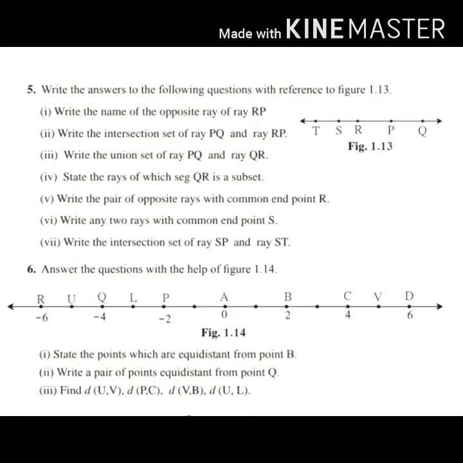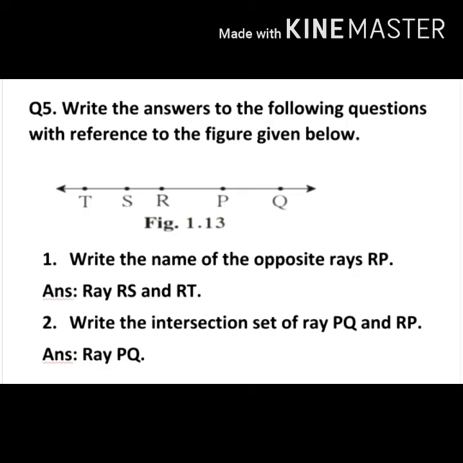Question number 5. Write the answer to the following questions with reference to the figure 1.13. The figure is drawn in your textbook. Question number 1. Write the name of the opposite ray of RP. In ray RP, R is the end point. Opposite of RP is RS and RT. Answer is ray RS and ray RT is the opposite ray of RP.